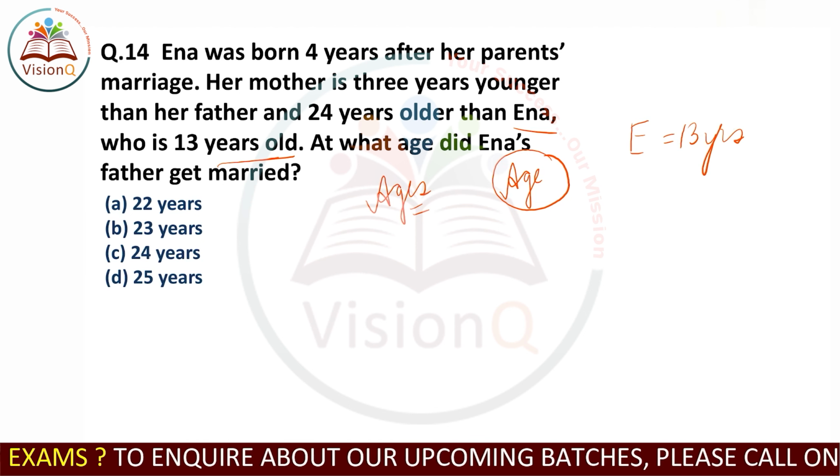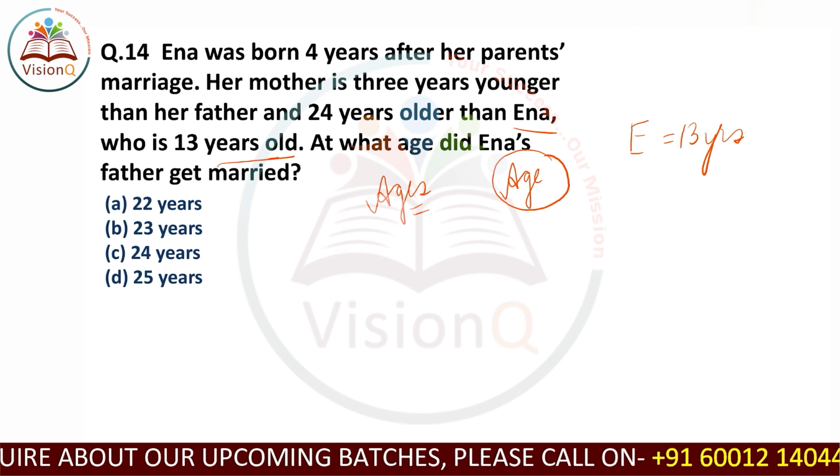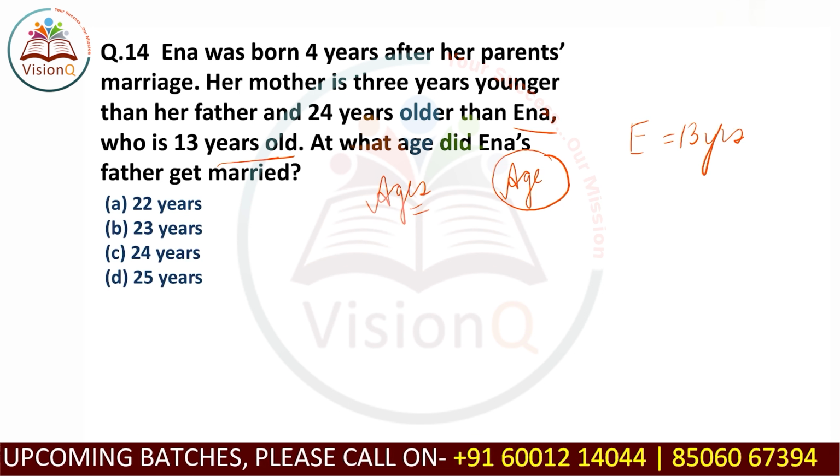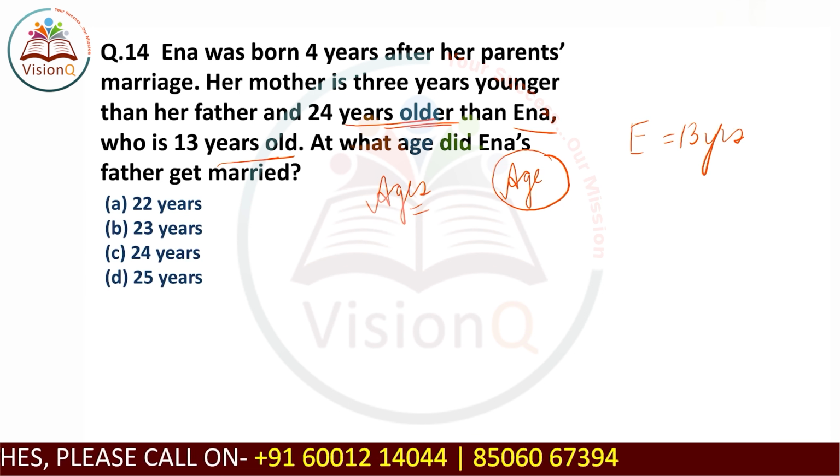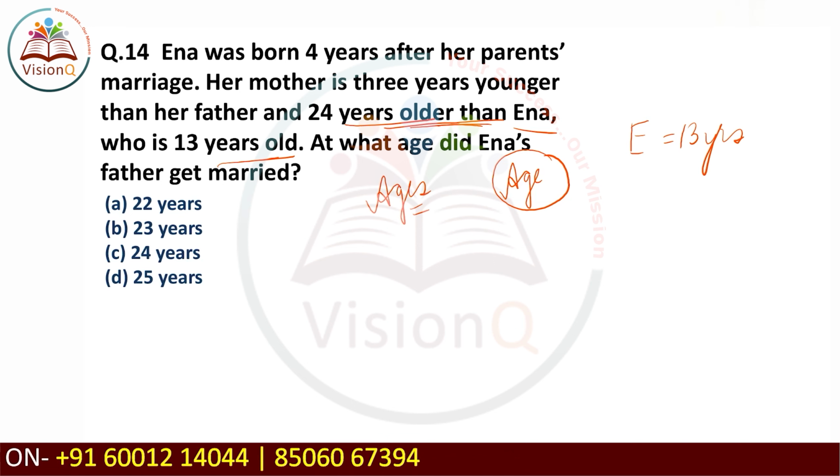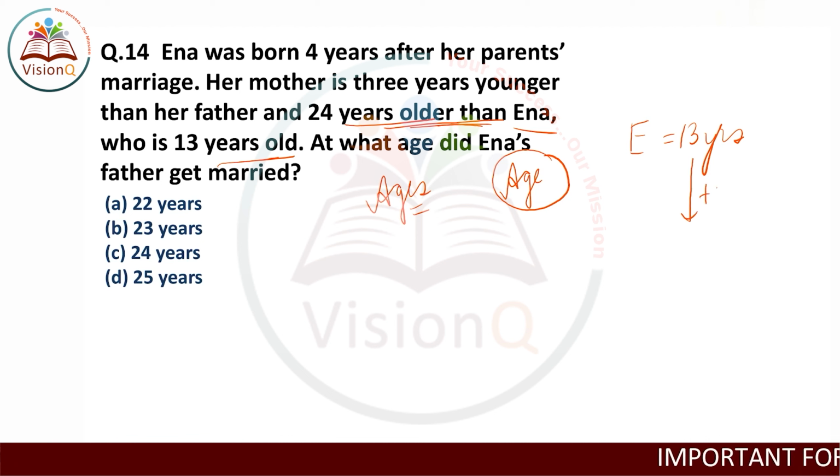Next, you have to see who depends upon Ina. You have to form a chain. Who depends upon Ina? Her mother is 24 years older than Ina. That means from Ina's age, I can find the age of mother because her mother is 24 years older than Ina. So add 24 to this, you will get the mother's age, which will be 37 years.